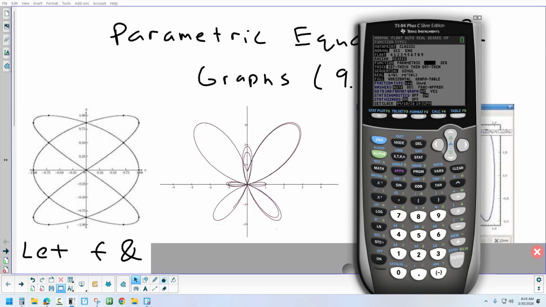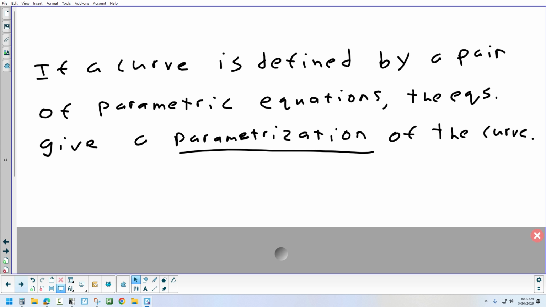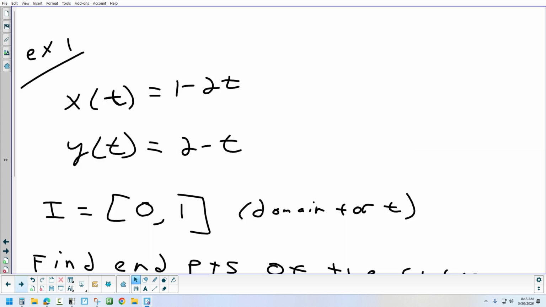Let me put the calculator in parametric and go to y equals. And you notice it looks a lot different. Right? When we start graphing things parametrically, it's kind of like we're separating the x values from the y values, and we're using two different formulas. Okay? So we're used to just using one formula to graph everything. Well, this is going to give you one formula to calculate the x values, and a different formula to calculate the y values. So an example of something would be like this.